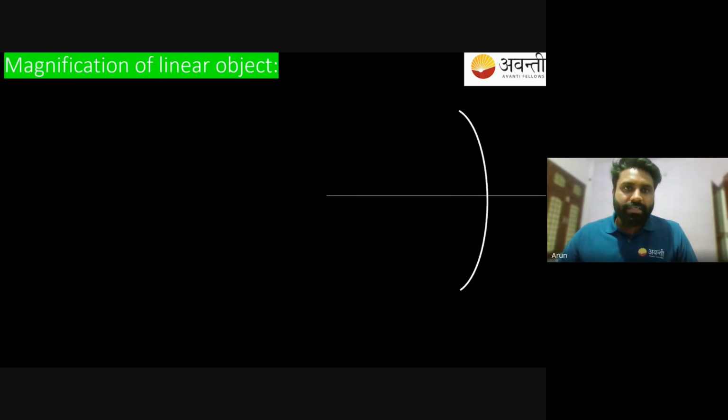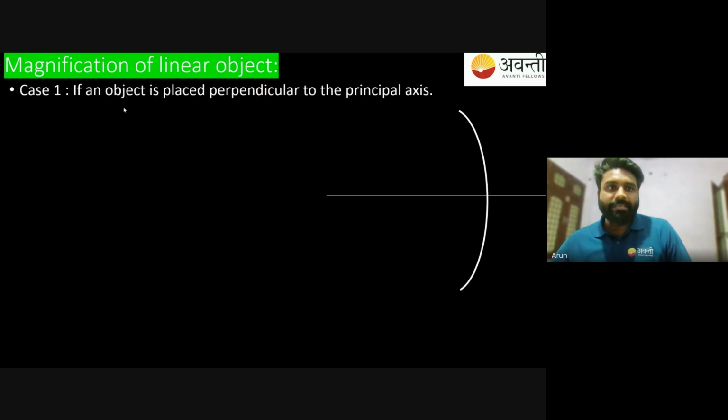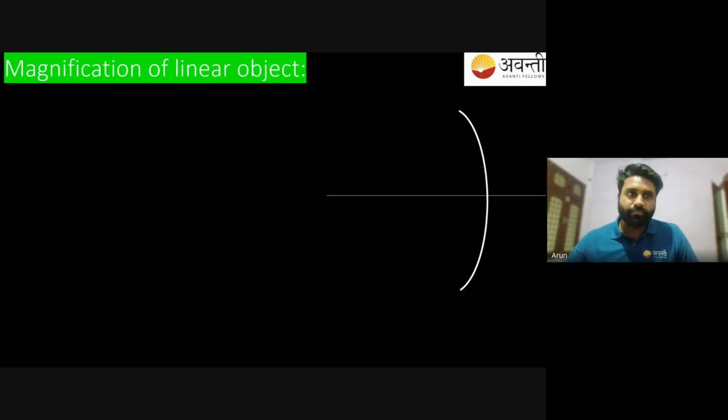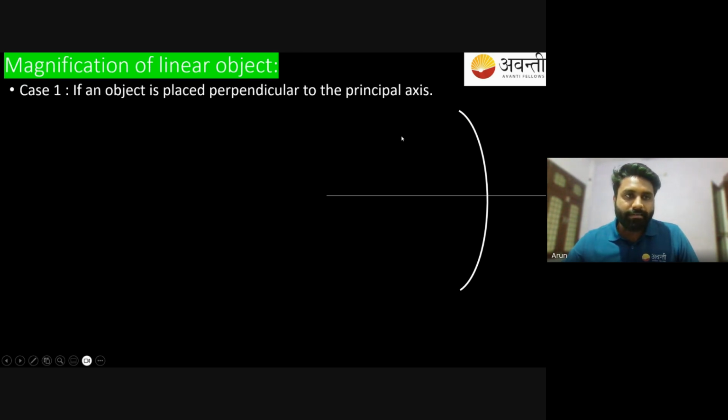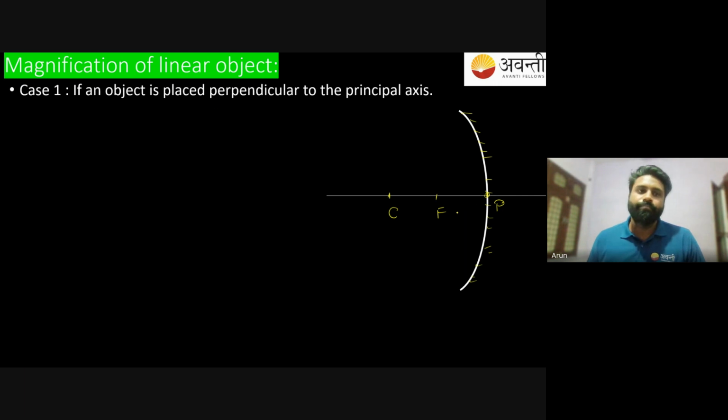So, magnification of the linear object. Firstly, the case one that we would see is if an object is placed perpendicular to the principal axis. Obviously we have seen it earlier, but I am drawing it for you. Okay, this is the concave mirror that we have. This is the center, this is focus, this is pole. Okay, got it?